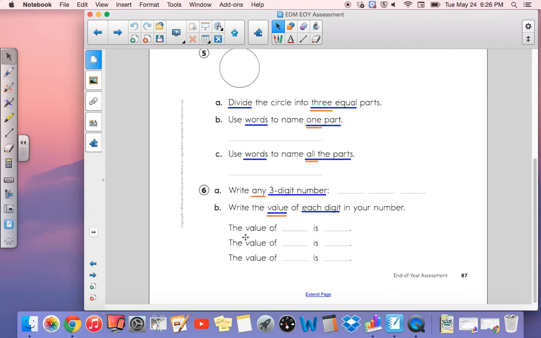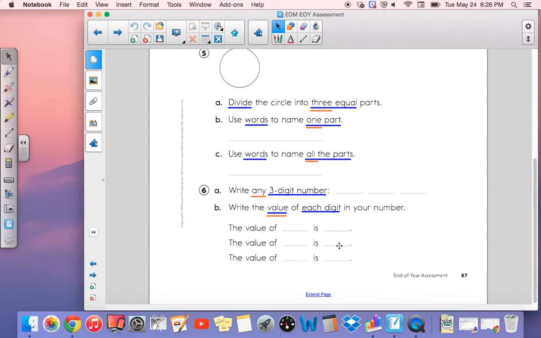Now let's look down here. We're going to use the numbers you made up here, and we're going to put them down here. B, write the value of each digit in your number. How much they're worth. What is how much they're worth? Their place value. Remember that, place value. So the value of, take this number right here and put it here. And then tell me what is the value right next to it. Okay, now take the second number that you wrote here and put it in the second area here.